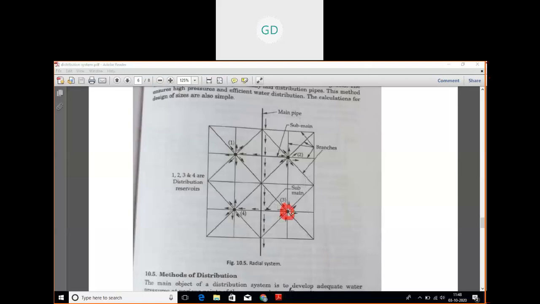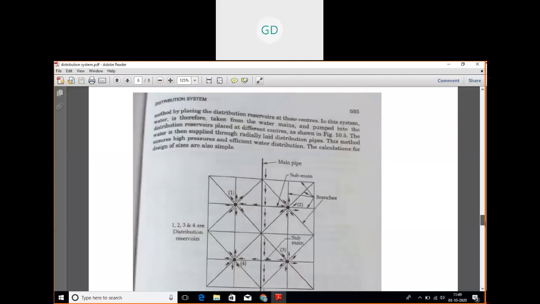So here, at this point your distribution reservoirs are kept, and from here the water is supplied radially. It will go like this, then in this direction, then in this direction, it will go in a radial pattern. Only the distribution reservoirs are kept at the center. So here also your advantages and disadvantages will be similar to those of your grid iron system.